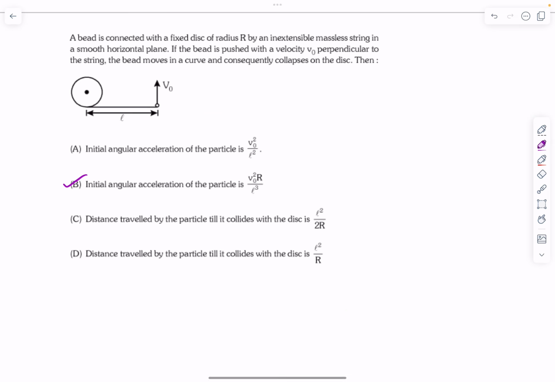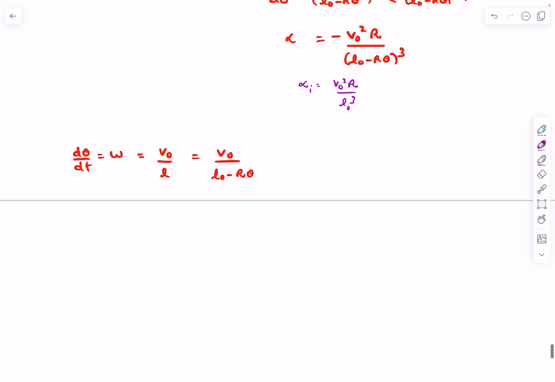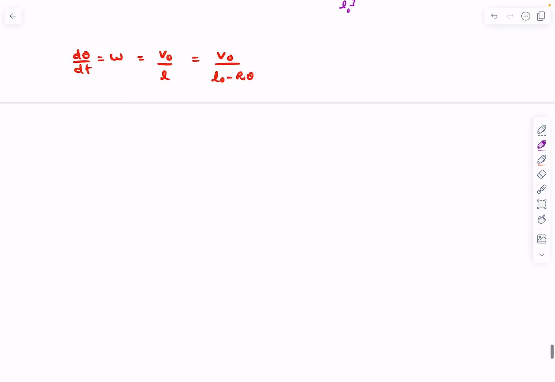So now we will talk about the distance traveled by the particle till it collides with the disk. For that, we'll talk about the angular velocity expression once again. Here, if you observe, we have a variable separable differential equation. So if I bring the like variables on one side, it'll be L naught minus R theta times d theta equals V naught dt.